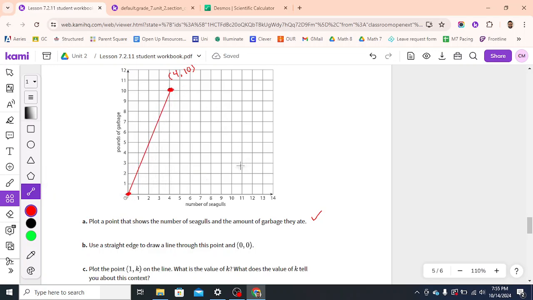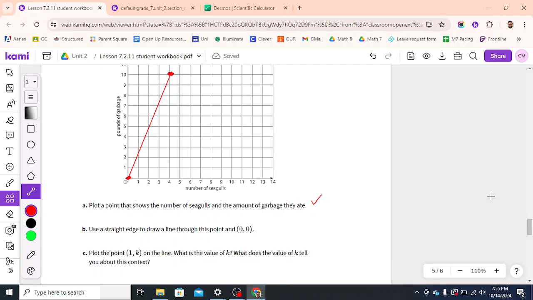Kind of like that. Now that's not the greatest representation mathematically because on a point it means every single point is valid and you can't have half a seagull. But it's really just trying to visualize it.